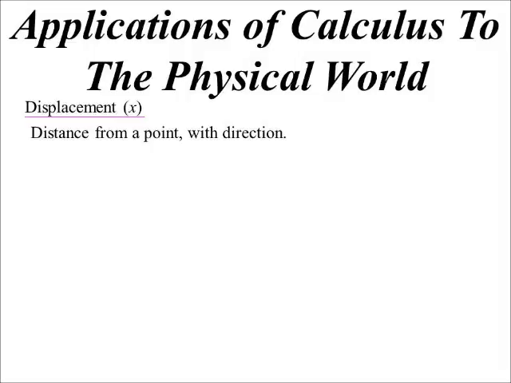X makes sense, because we're dealing with straight line motion, and we just think of we're travelling along the x-axis. So it's logical to call it x. We just want to know where on the x-axis are we. Distance from a point, but with direction. With direction. And so that's now what the plus or minus means on the number.